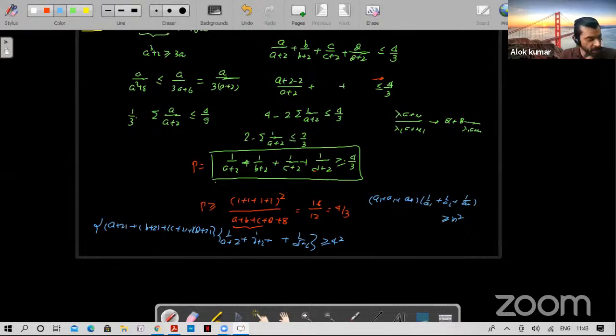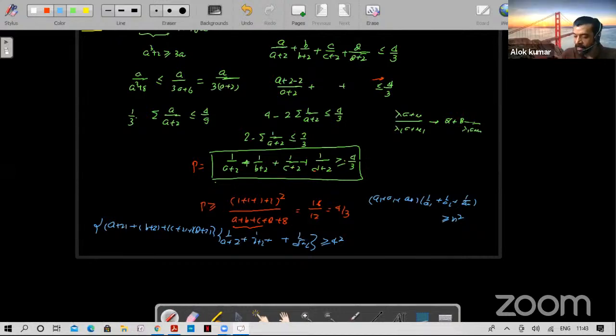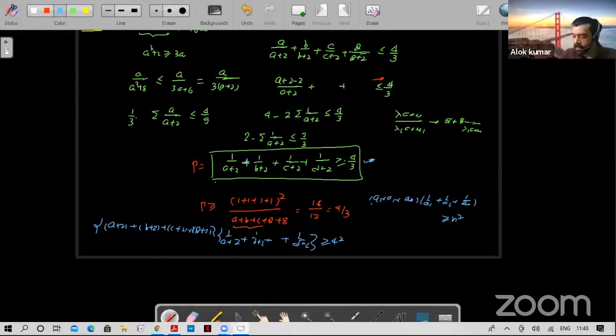Okay, any question on this one? Can we use Engel's form directly in the paper? Yeah, of course you can. In the last step? Yeah, in the last step you can use it.